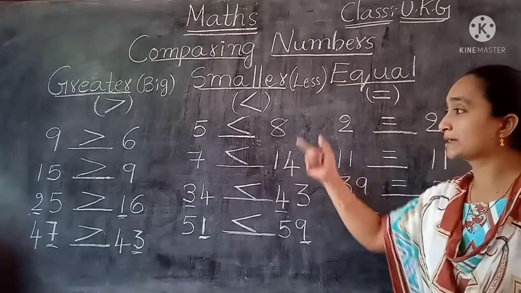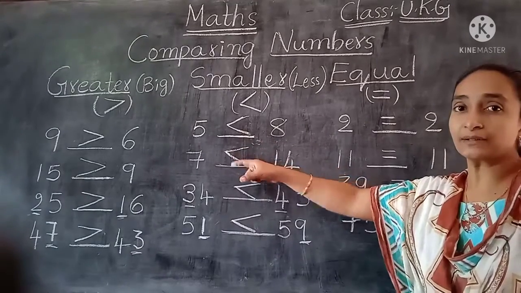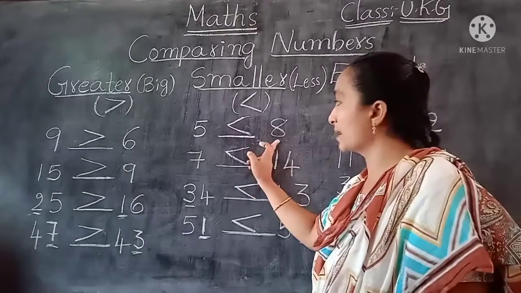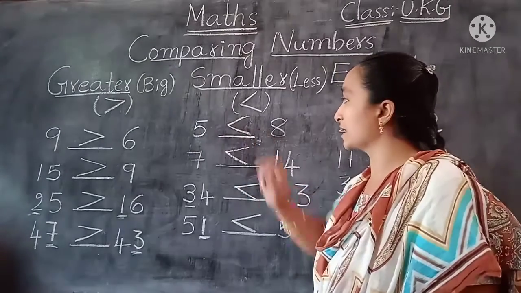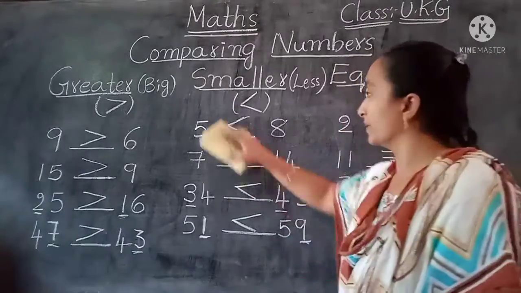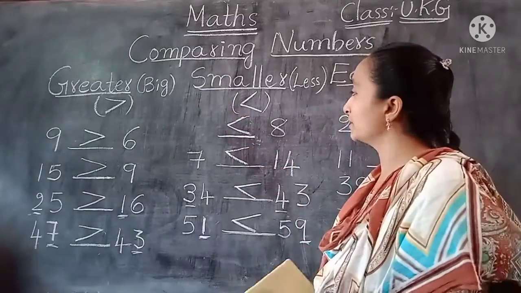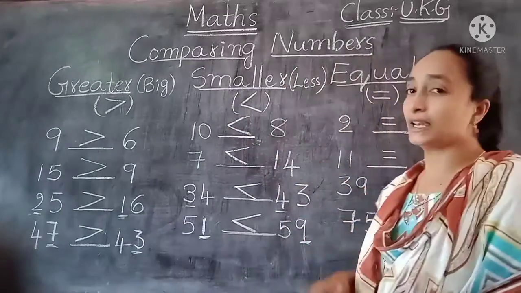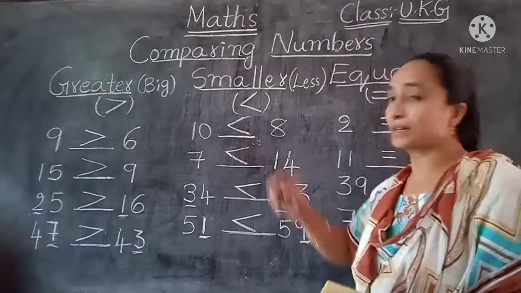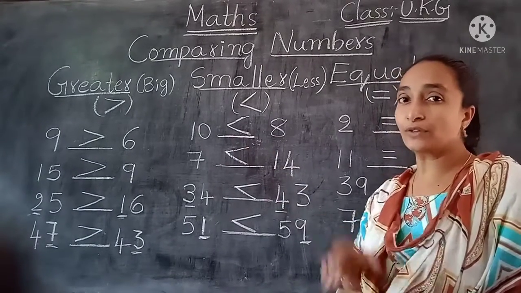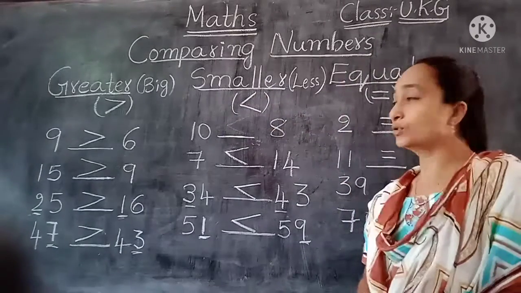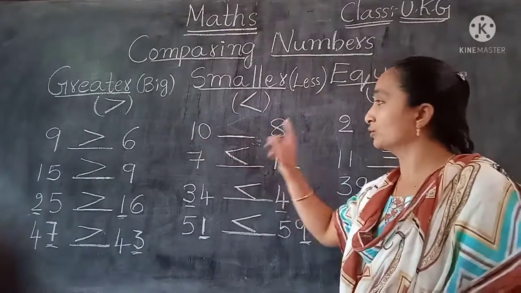Okay children. Suppose this number is greater, a big number. This number is big compared to this number. So the symbol will change like this. Suppose I rub this out and here I keep the 10 and here I keep the 8. Now can we keep the symbol like this? No. Now we have to change the symbol. So I am not keeping this symbol here.